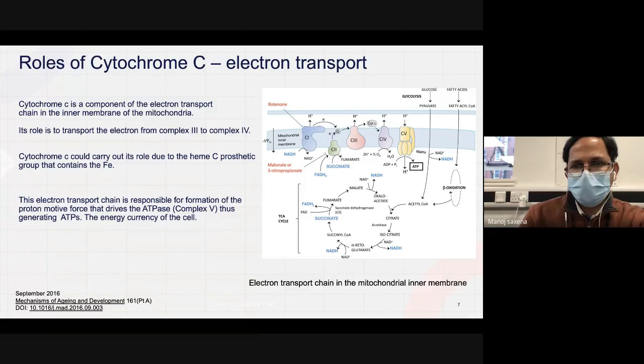Because when the electrons are transported in this chain from one complex to another, a proton gradient is formed, and cytochrome C is part of this chain, where it actually transports the electron from complex 3 to complex 4, and thereby constitutes a very important part of this electron transport chain. And as you all know, probably from your biology classes, ATP is the currency of the cell, and this electron transport chain is crucial for producing all the ATP, because that's the end product here, where ATP is formed by complex 5 of this electron transport chain.